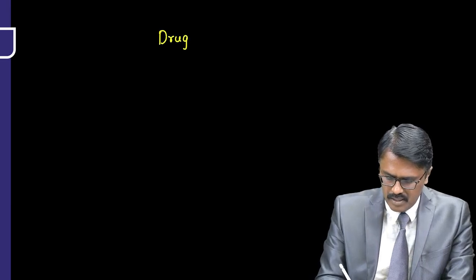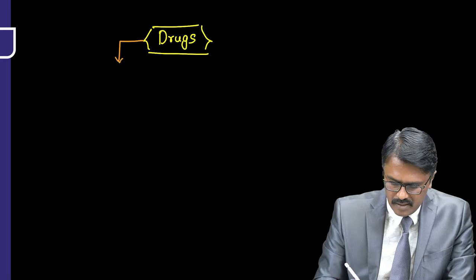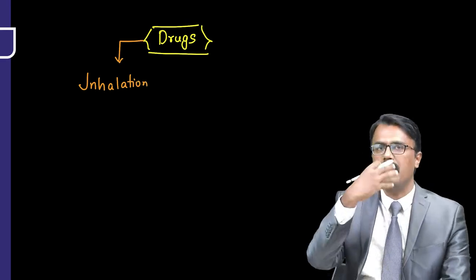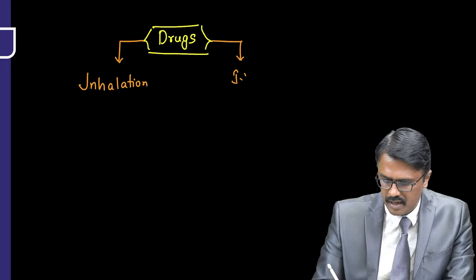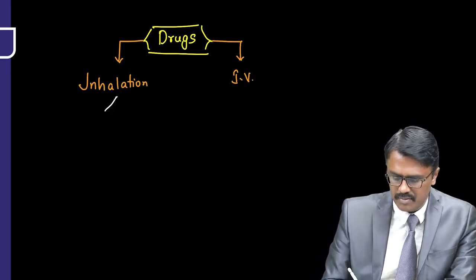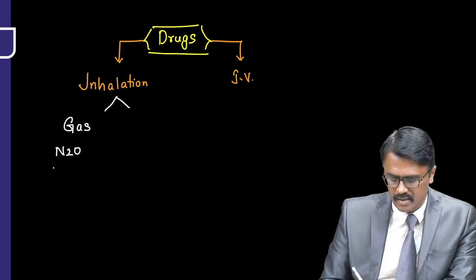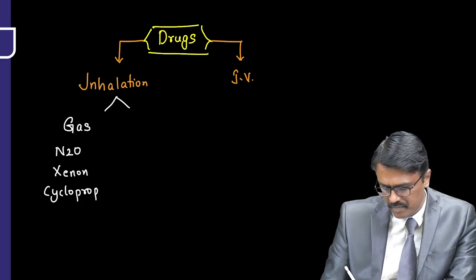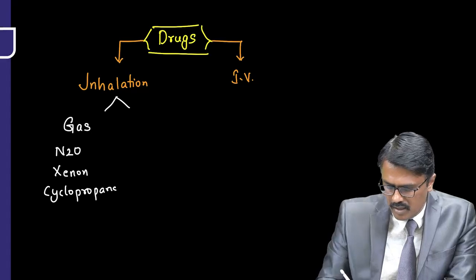Now, once you know that, what are the drugs used as general anesthetics? The drugs can be classified like this. First, the drugs which are given through inhalation. Anesthetics are inhaled, and they go through the lungs and go to the brain. Second, they are given intravenously, IV drugs. Inhalation has two types. Either they are given as gas, for example nitrous oxide, then a rare gas called xenon, or cyclopropane. Then we have something called volatile liquids.